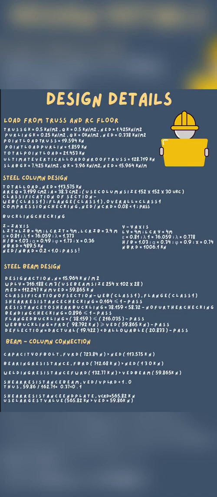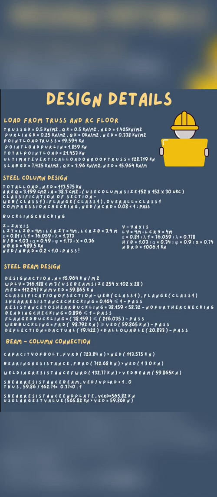For the point load, truss is 19.594 kN. The point load for purlin is 1.859 kN. So the total point load that we get is 21.453 kN. So the ultimate vertical load from the roof truss is 128.719 kN.